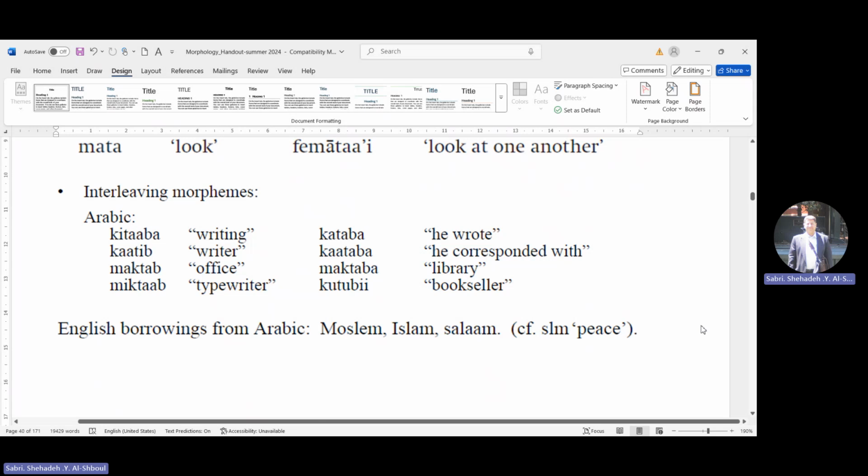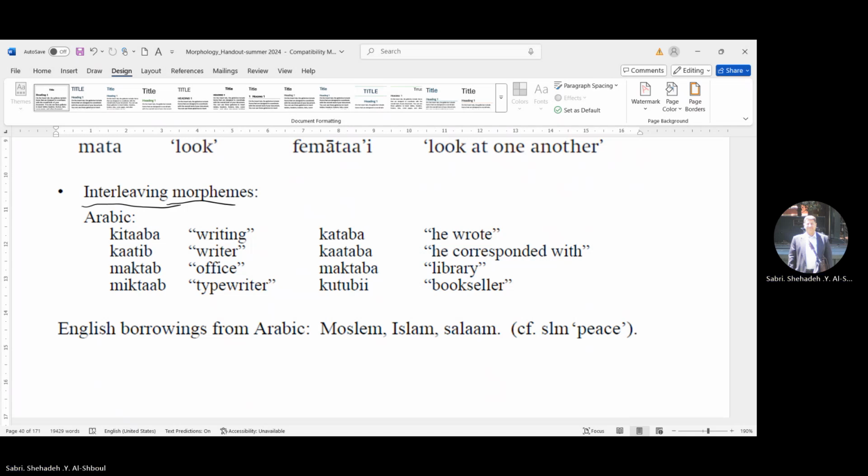Typically, interleaving morphemes are also called discontinuous morphemes, which is a type of morpheme that is not a single continuous morpheme or unit, but is instead broken up and, let's say, interspersed within another morpheme or word structure.